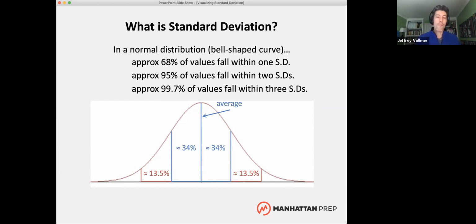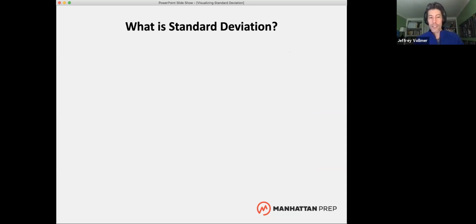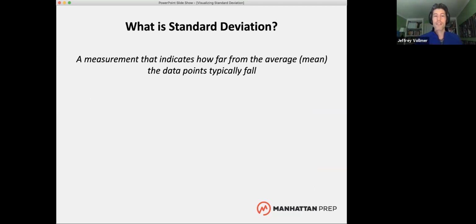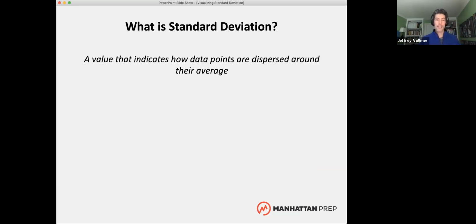Okay, but it's important to remember that this might be the original context you learned about these things, but data sets on the GMAT are not always normally distributed like this. So what is standard deviation? We mentioned that it's a measurement that indicates how far from the average these data points might fall. Another way of thinking about it is a measurement that shows how data points are dispersed around the average.